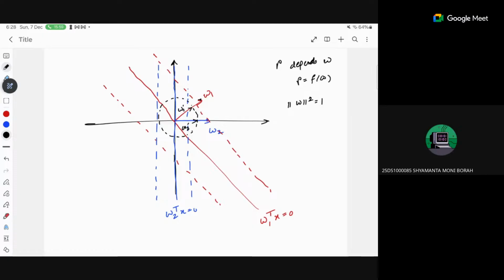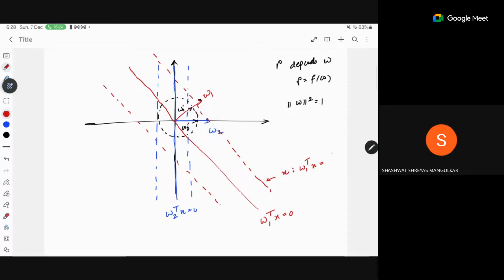Okay. So suppose, what is the equation of this line then? This is the equation of the line such that all the data points on this line follow which equation? W transpose Xi equal to gamma, right?